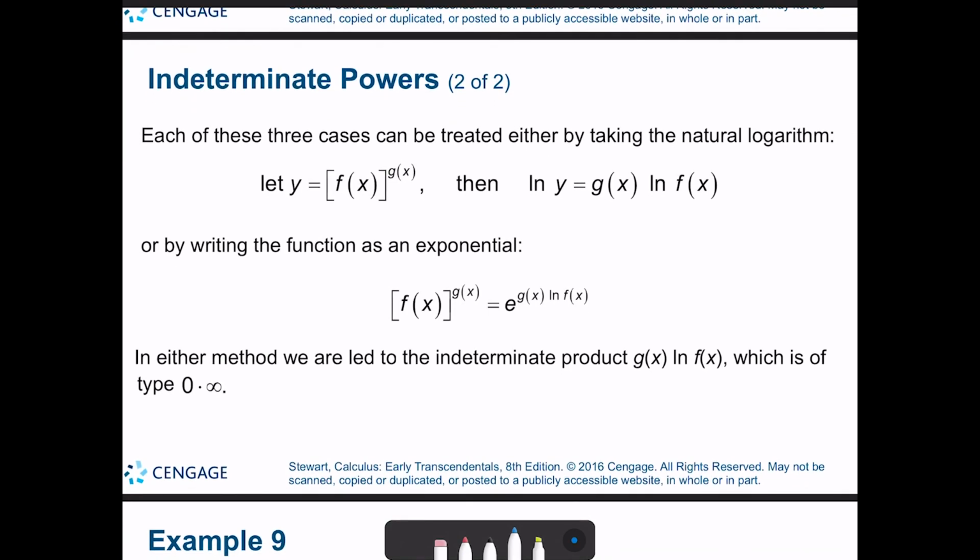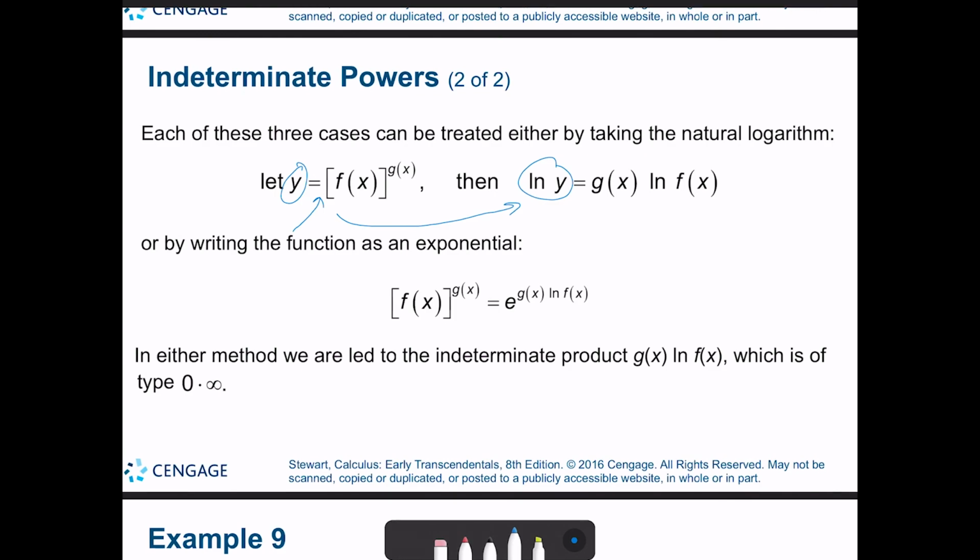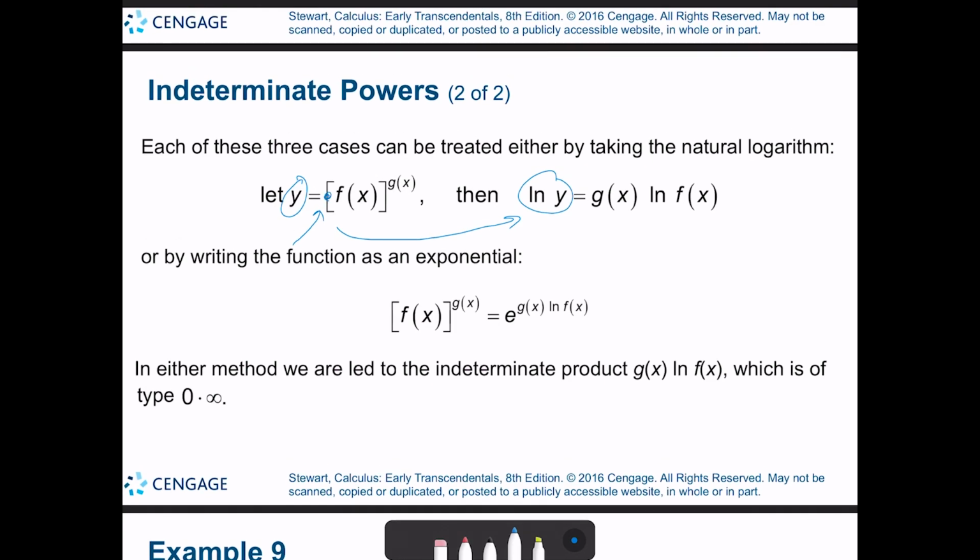Each of these three cases can be treated either by taking the natural logarithm or by writing the function as an exponential. How did we go from here to here? We took the natural log of both sides of the equation, so this was y, now it's the natural log of y. And if you slip a natural log in front of f of x, then you can apply the power rule of logarithms. Take the exponent, bring it out in front of the natural logarithm, and you'll have g of x times the natural log of f of x, which, look at that, is what it says over there.